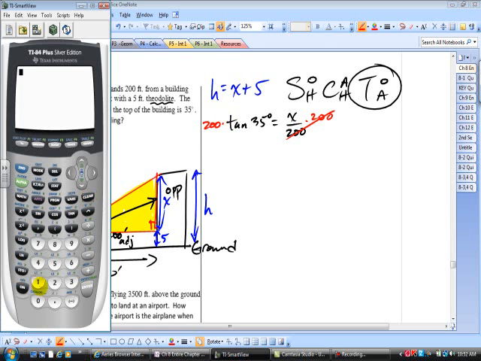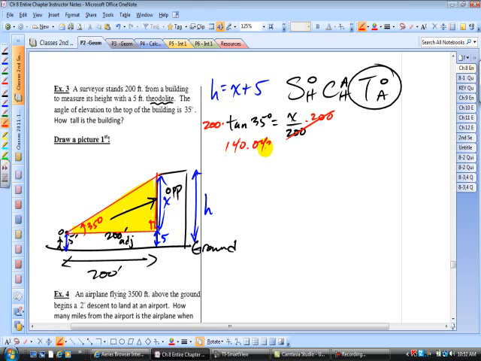Okay, so let me verify that. So we got 200 times the tangent of 35, and I agree with you. 140.042. So 140.042 feet in this case is approximately x. But to get the height of the building, you have to add 5 more, so you get 145.042. So the height is 140.042 plus 5 more, approximately equal to 145.042 feet. Did we get it? Good for you.